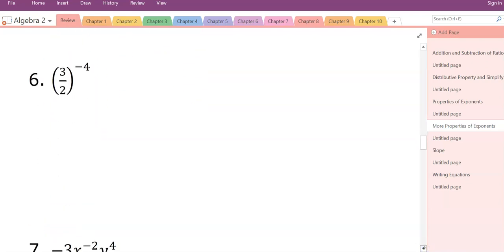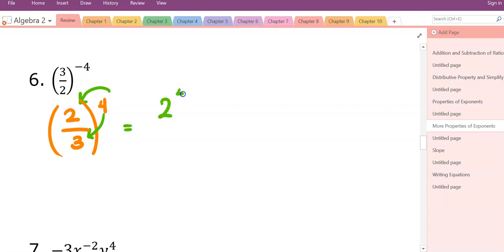So for number 6, I would flip the fraction 2/3. This is all raised to the 4th power. So that 4 translates to both numbers. So we have 2 to the 4th power over 3 to the 4th power, which is going to be 16 over 81.